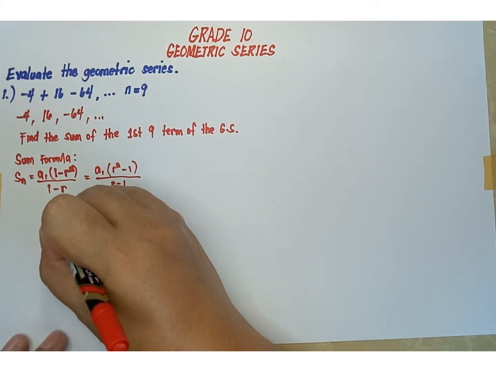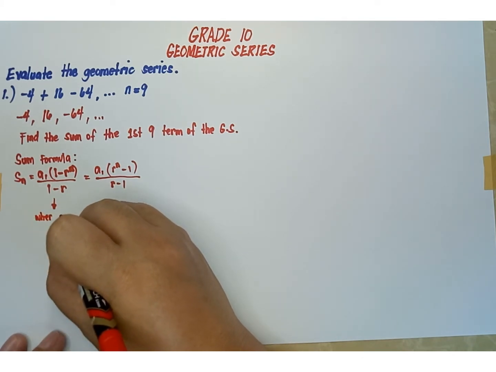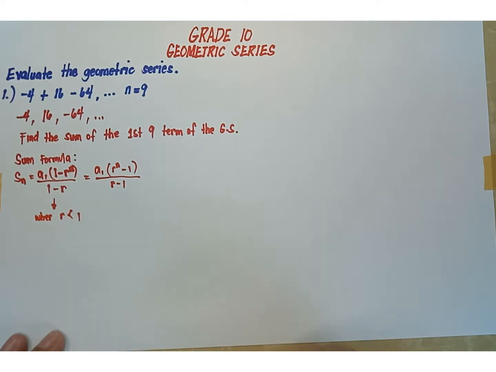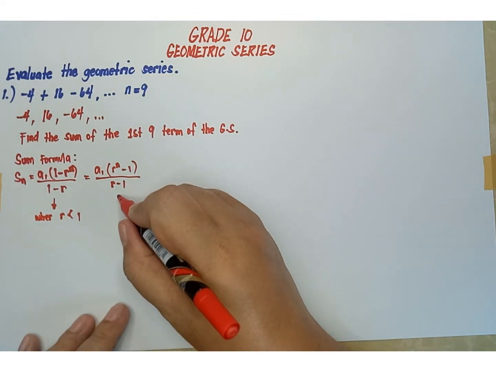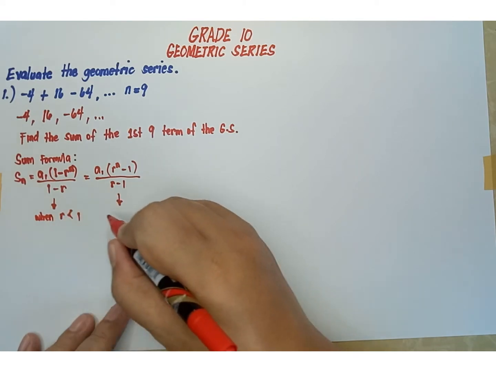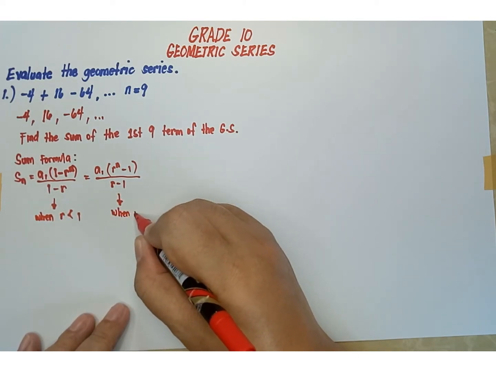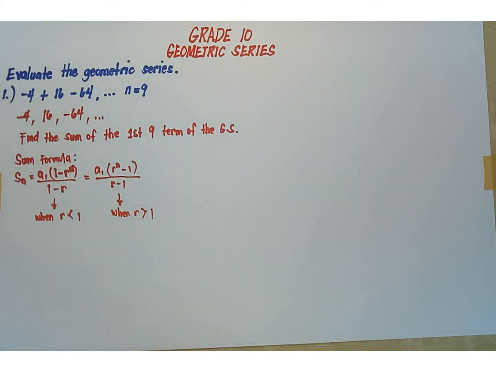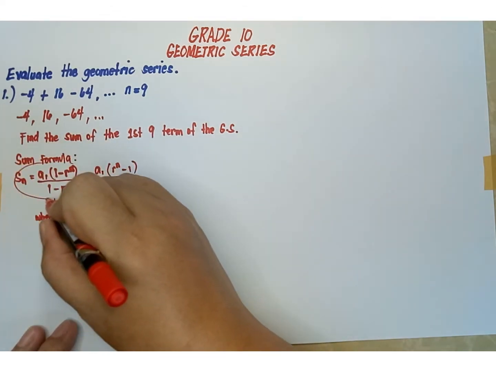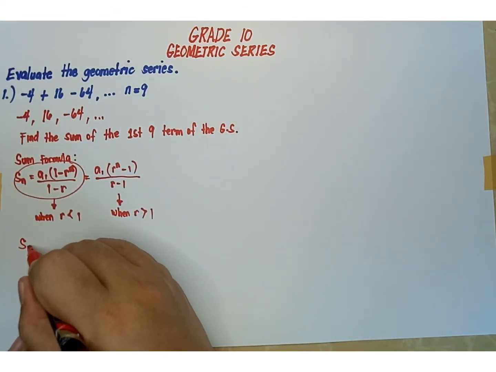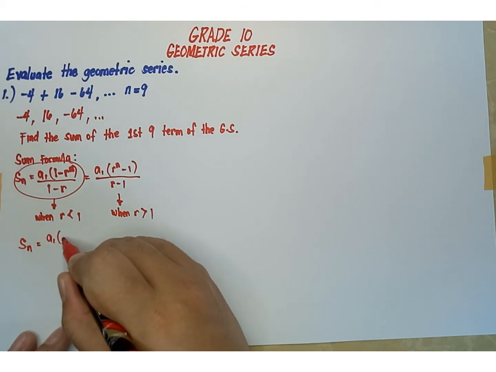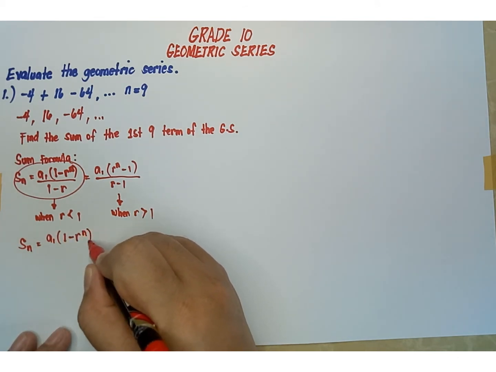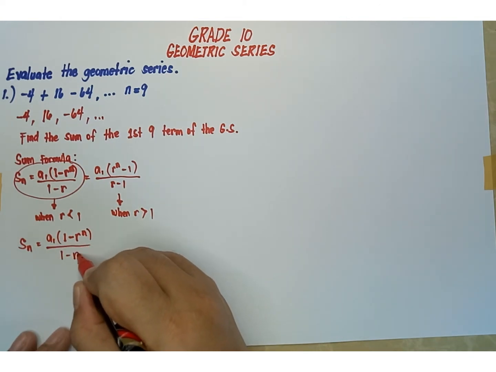Usually, ginagamit ito kapag yung value ng r mo ay mas maliit kaysa sa 1. This is when r is less than 1. Ito naman, usually used when r is greater than 1. Okay, so ano-ano yung mga nagamit na symbols sa formula? Mag-focus tayo dito. S sub n equals a sub 1 times the quantity 1 minus r raised to n all over 1 minus r.